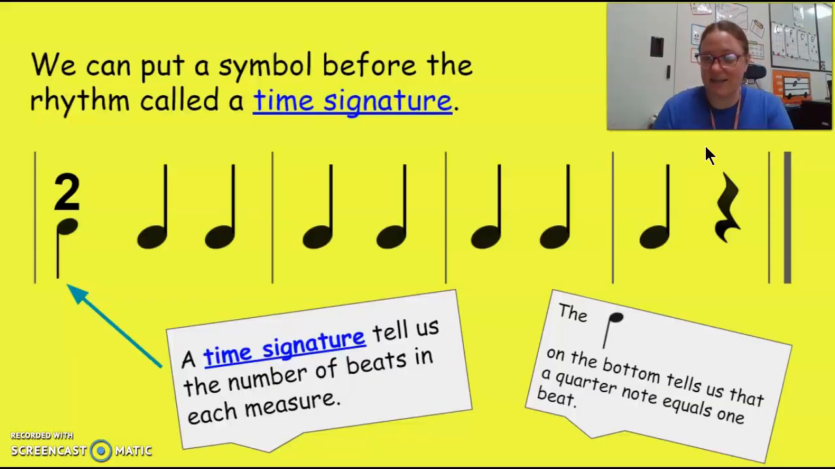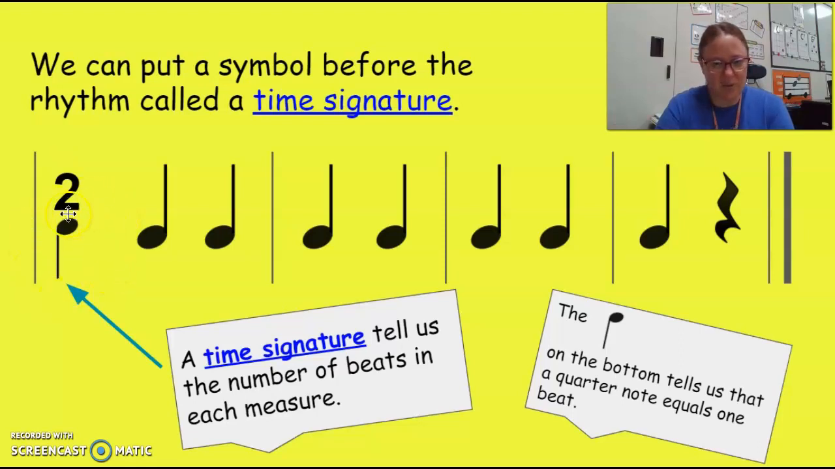All right, now here's our new thing for today, our time signature. We can put a symbol at the beginning of our music called a time signature, and it gives us some really important information. The number on the top tells us the number of beats in each measure, so you don't have to go through and count. That information is right there. In this time signature, there is a 2 at the top, so that tells me there are 2 beats in each measure. That's really helpful to know.